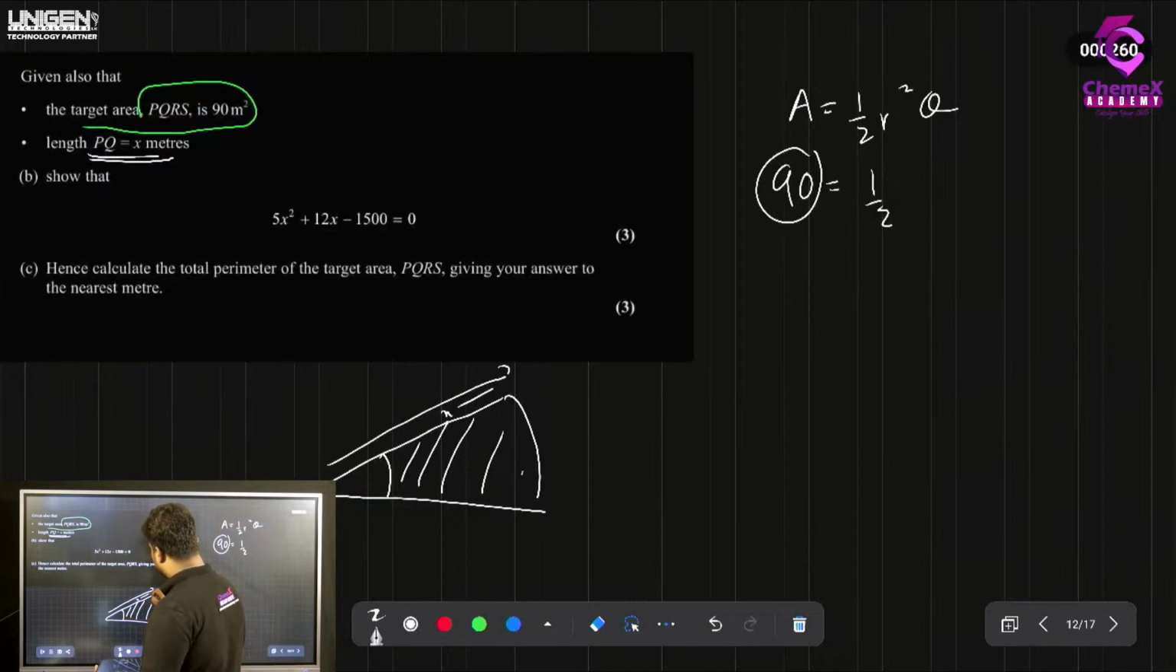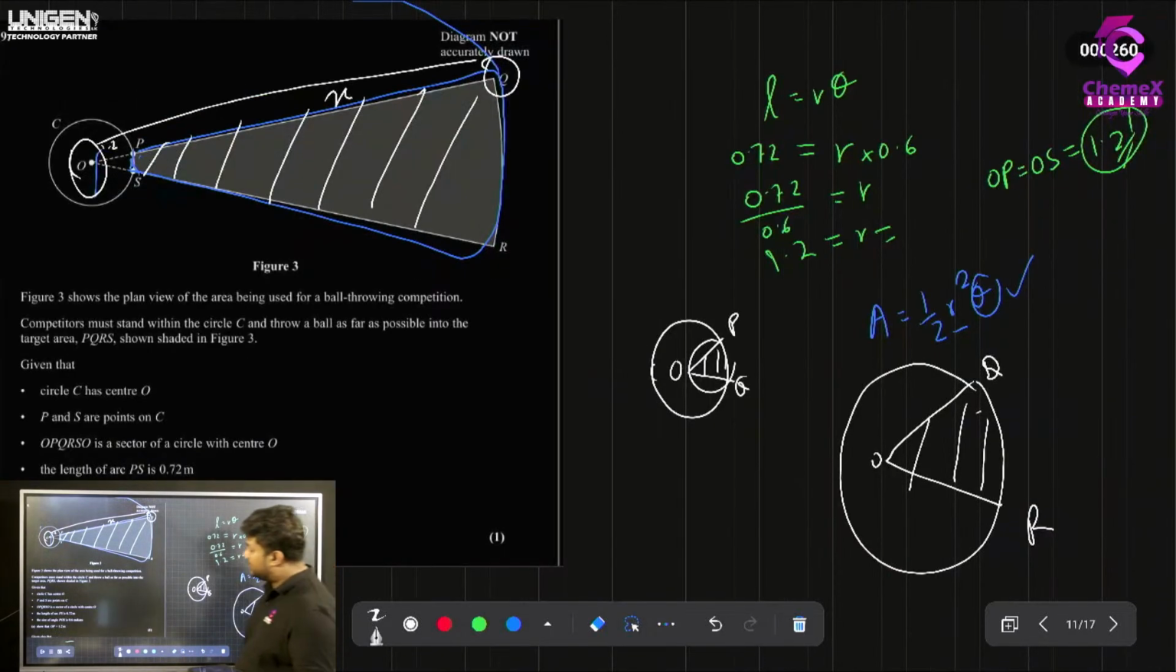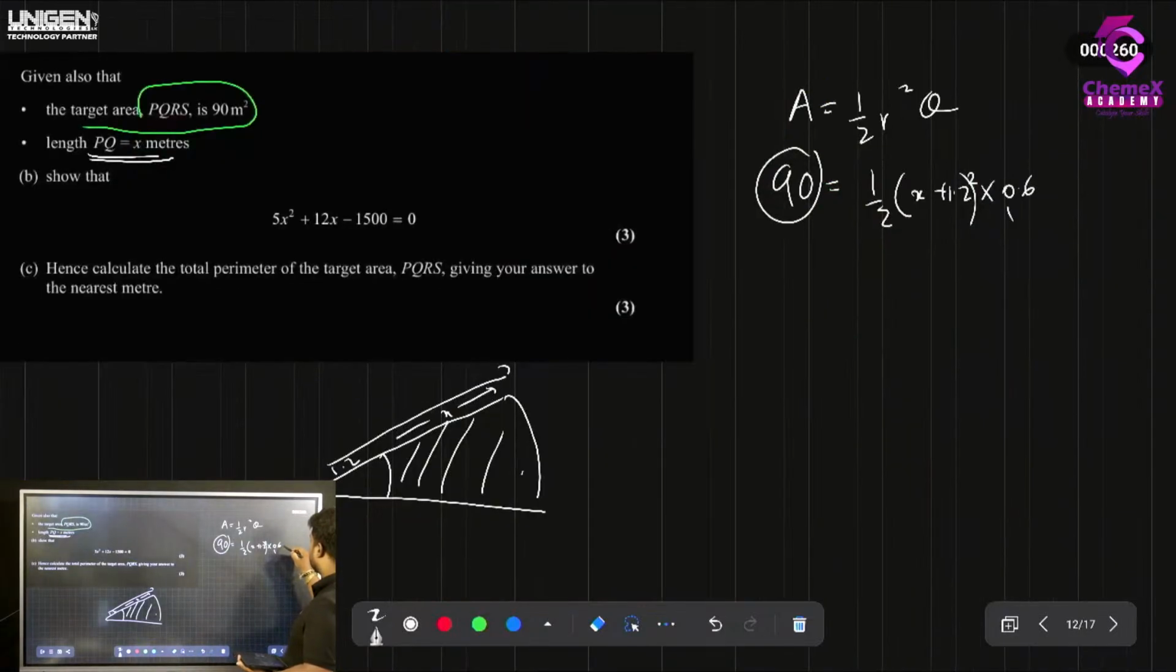What's the large one's value? Here to here it's x, here to here it's 1.2. So its radius is going to be x plus 1.2, squared, into theta. What's theta? You have to go there. So theta was 0.6. So half into (x plus 1.2) squared into 0.6, minus half times 1.2 squared, the smaller one, into 0.6.